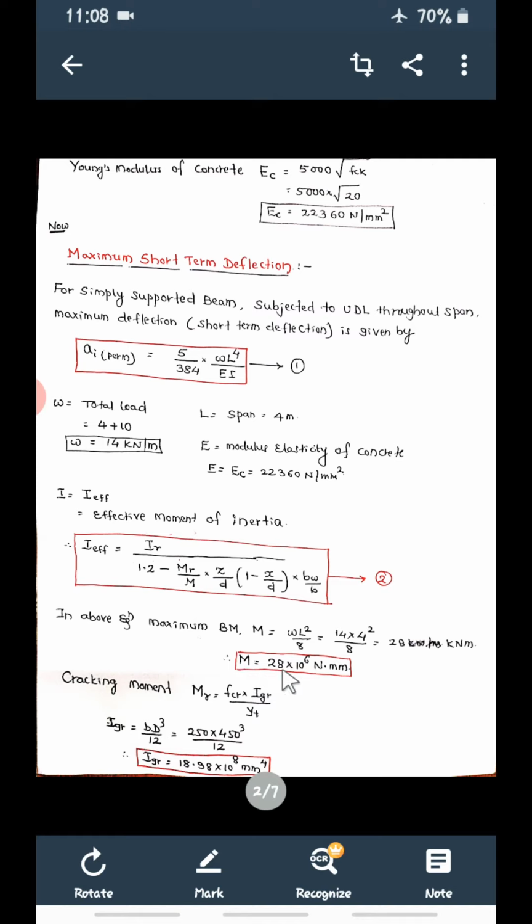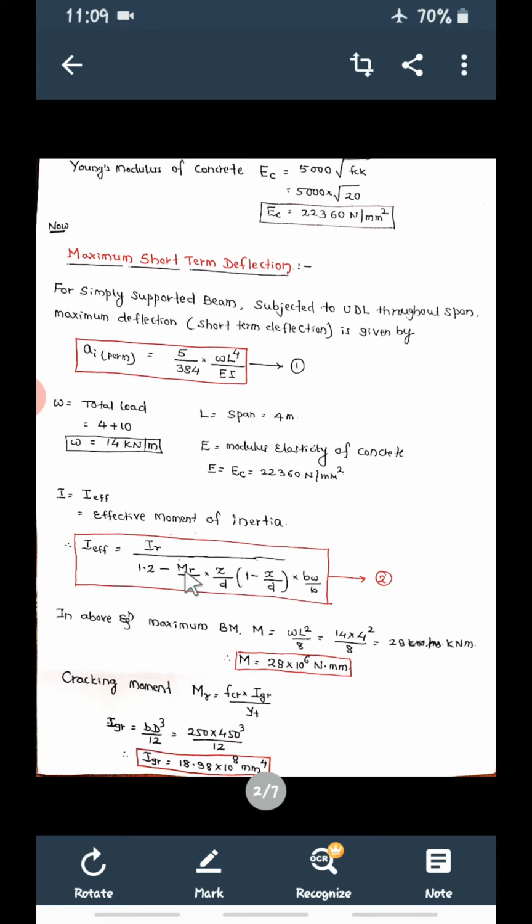So M is equal to 28 multiplied by 10 to the power of 6, because kilonewton to Newton, then meter to millimeter, you have to multiply by 10 to the power of 6. So this becomes Newton mm, not Newton per. See, it is Newton mm. So this is maximum bending moment M.